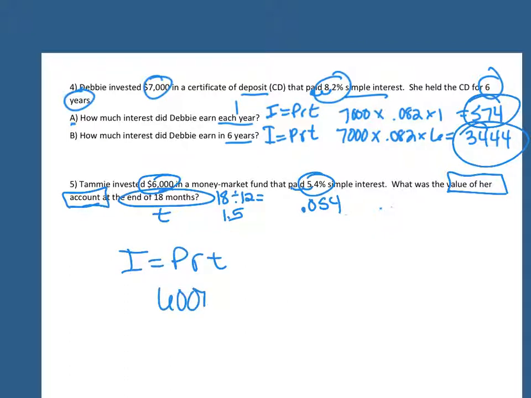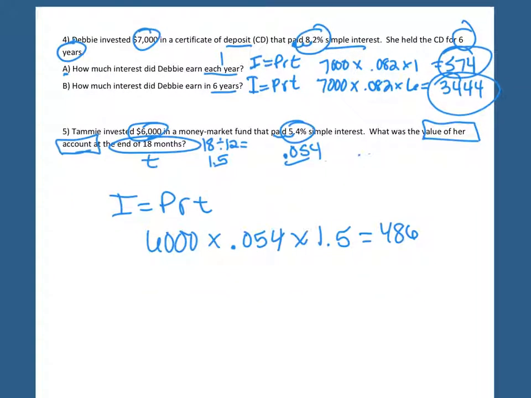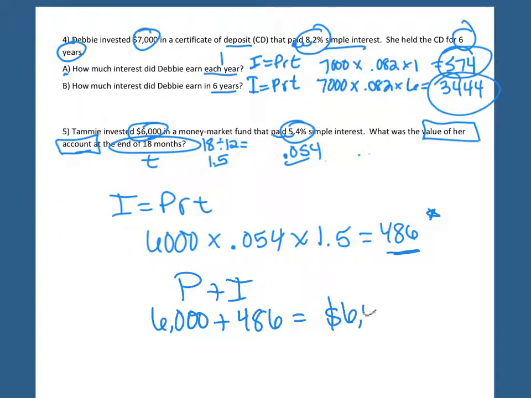So 6,000 for my principal amount times the rate in decimal form, 0.054, times 1.5. And that's going to be 486. But the question was, what was the value of her account? So that means altogether, not just what was the interest, what was the value of her account. So the principal she started with, the principal amount, 6,000 plus that interest that she just earned. So the value of her account altogether should be 6,486.